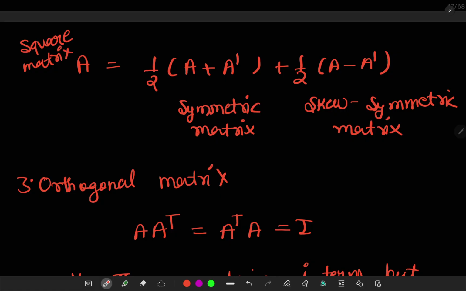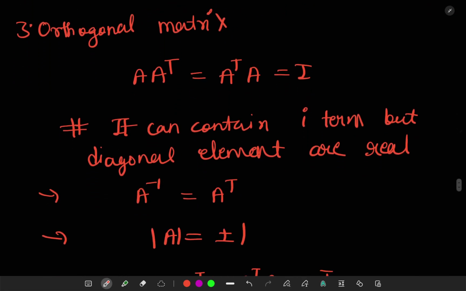We can write a square matrix in the form of a symmetric matrix and a skew symmetric matrix. Now, orthogonal matrix. A square matrix is said to be an orthogonal matrix if the product of the matrix and its transpose is an identity matrix. Here you can see A transpose A is equal to I, the identity matrix.